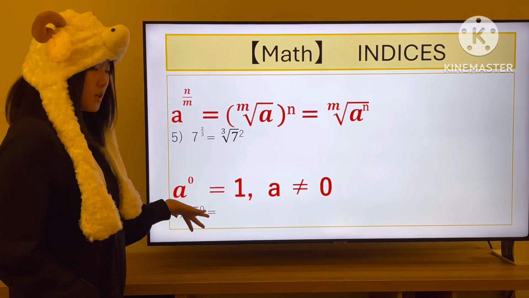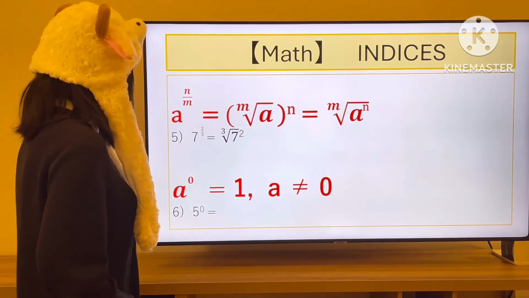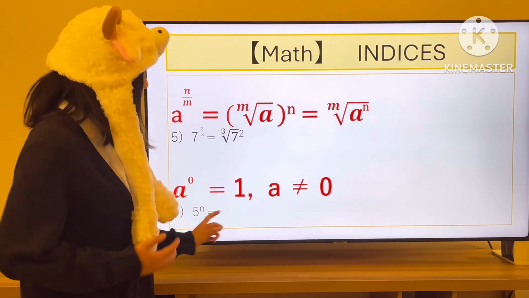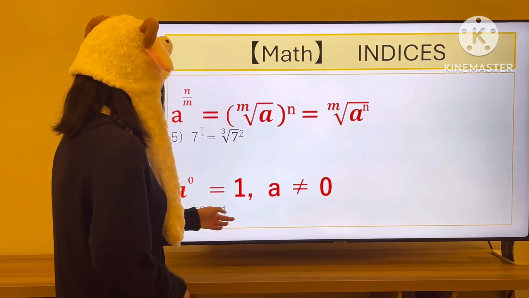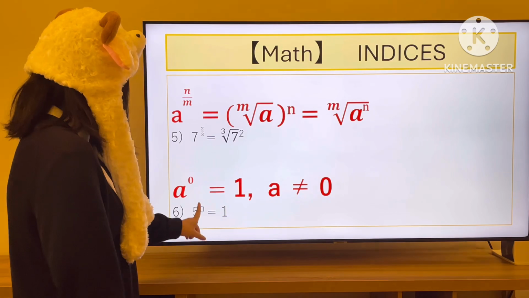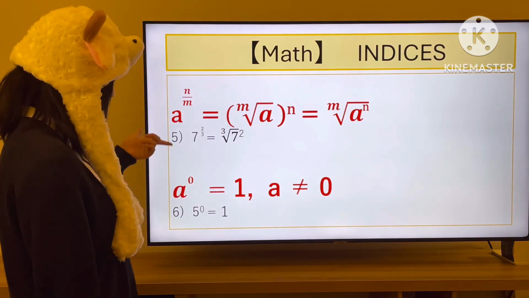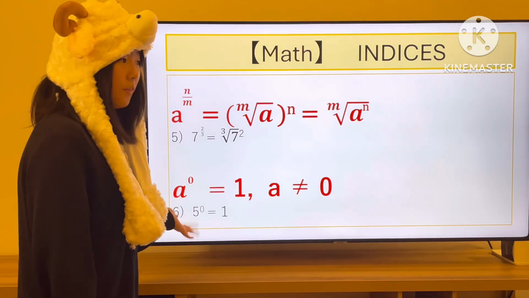And if the power is 0, then it doesn't mean the number is 0. It means that the number becomes 1. Unless the number that is to the power of 0 is 0. If it's 0, then it is undefined.